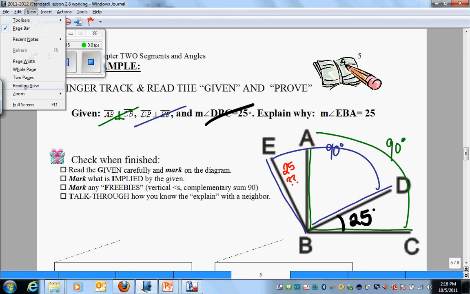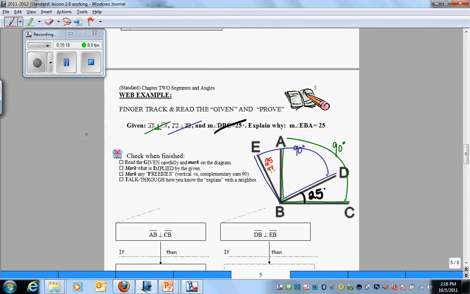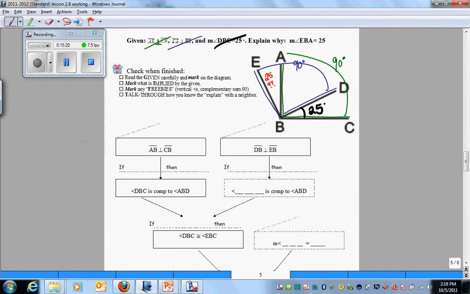Alrighty, guys, look up here. Okay, hopefully you've had a chance to talk it through, so now we're going to do this together. Okay, so step number 1, we are told that AB and CB are perpendicular. That gave us this at 90. How do we know that? It's given. Now, because of that, we know this angle. That DBC and ABD, they have to be complementary. Why? They add up to 90.